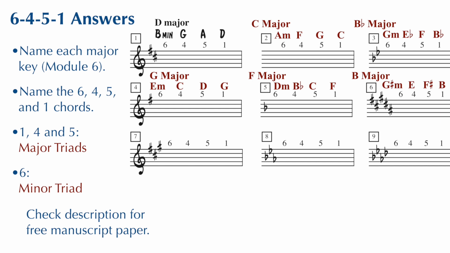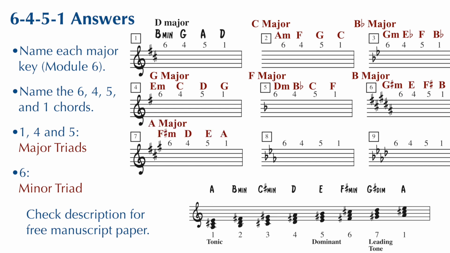Number 7 has 3 sharps in the key signature. We are in the key of A major, so we write out the A major scale and its triads. F sharp minor is our 6th chord. D major is our 4 chord. Our dominant, or 5 chord, is E major. And of course our 1, or tonic, is A major.